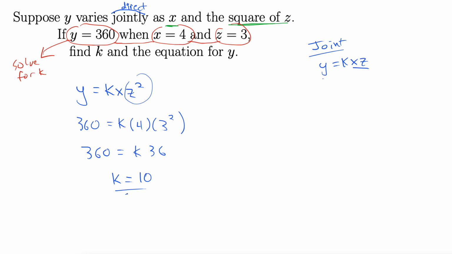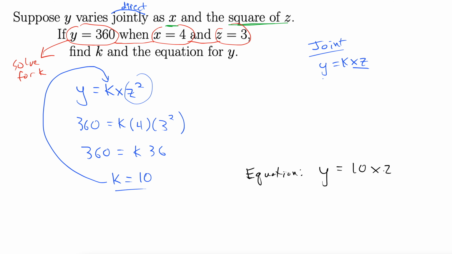K equals 10. Now that we've solved for k, our constant, we plug that back in to get our new equation. So it goes back in here for our new equation. So here's the equation for y. It looks like we have y equals 10xz squared.